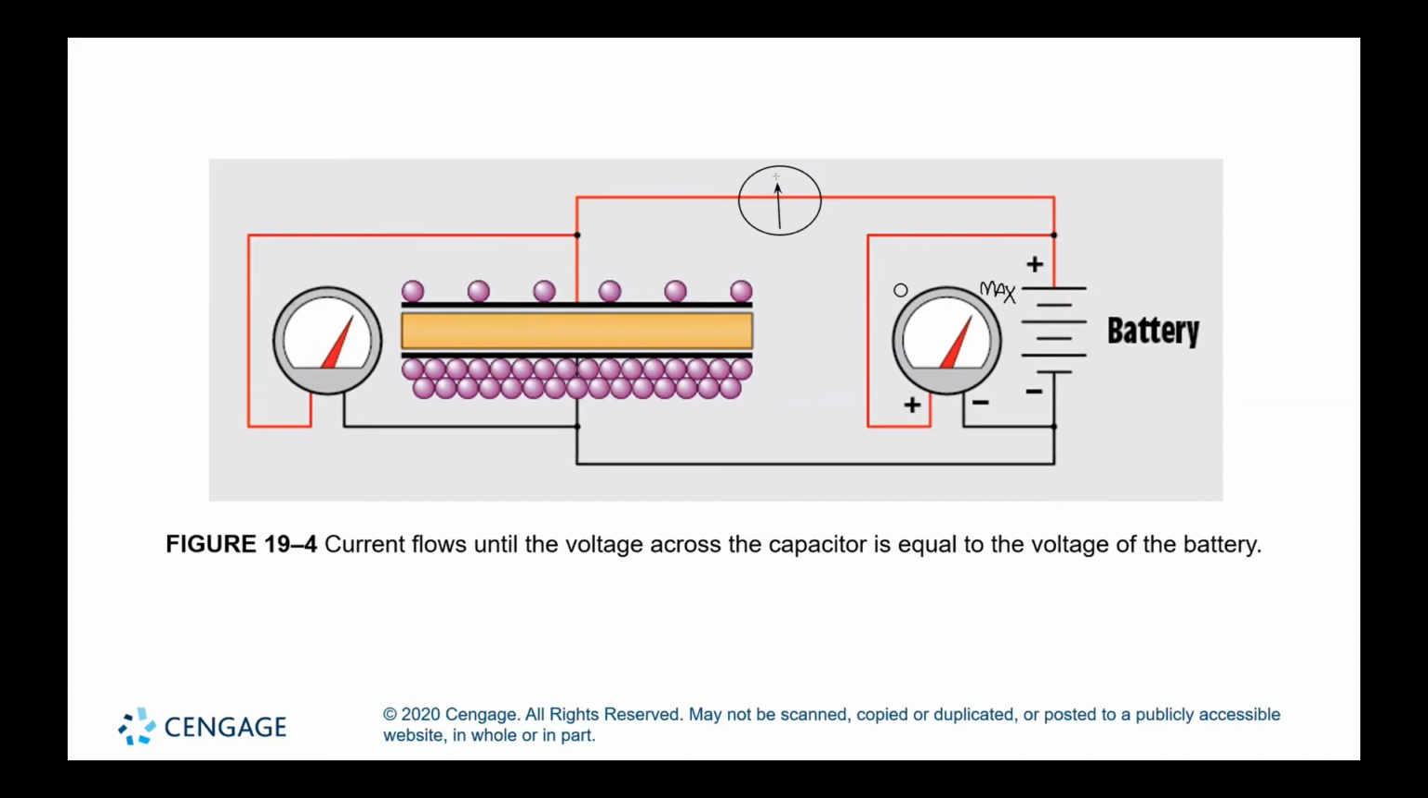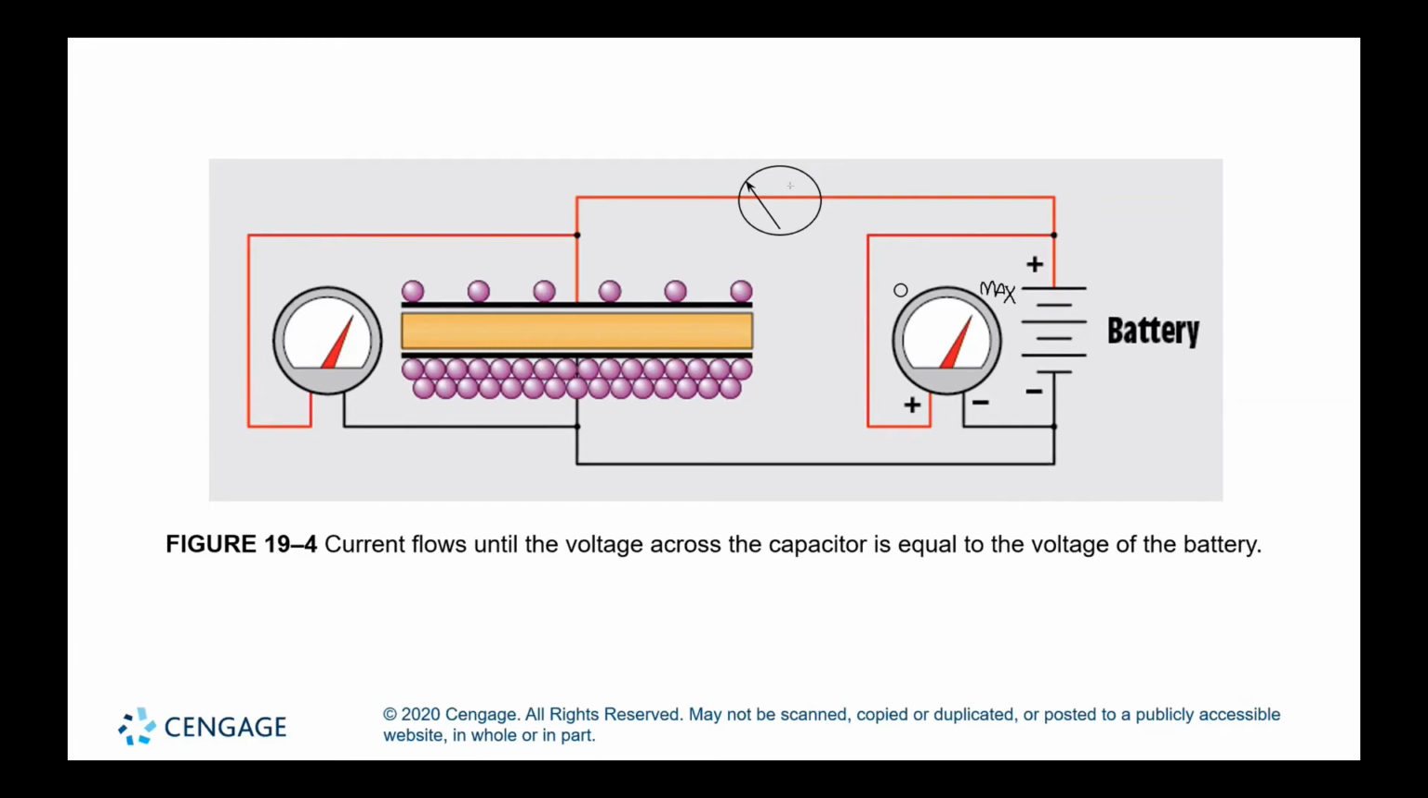right at the very, very beginning, the amperage is going to be at its max value when we start to charge the capacitor. As the capacitor charges, the amperage starts to slow down until the amperage goes to 0.